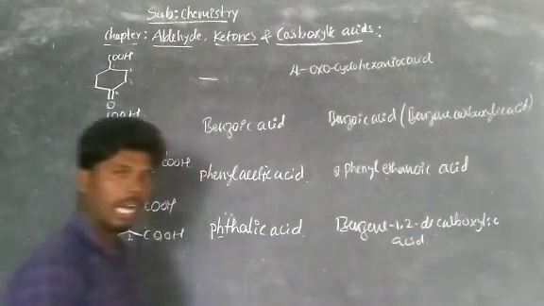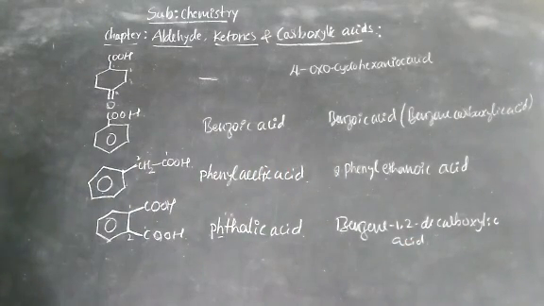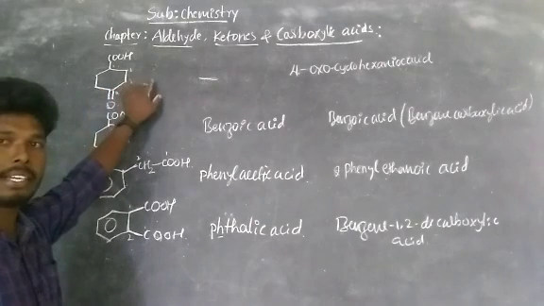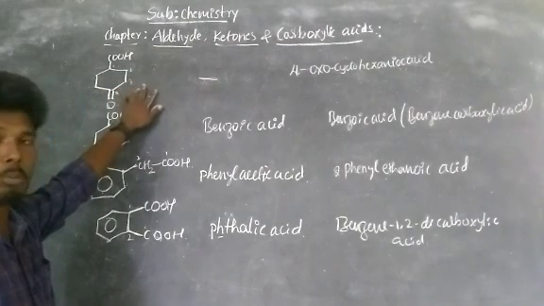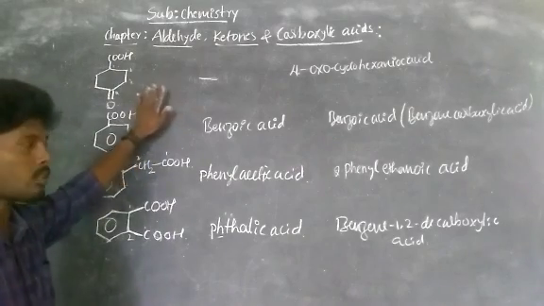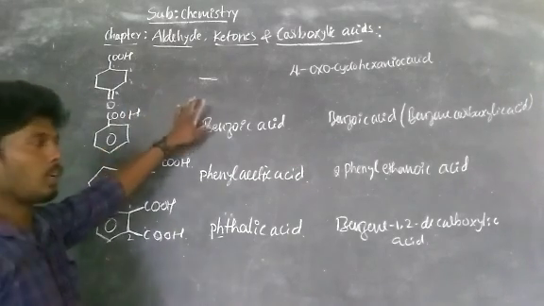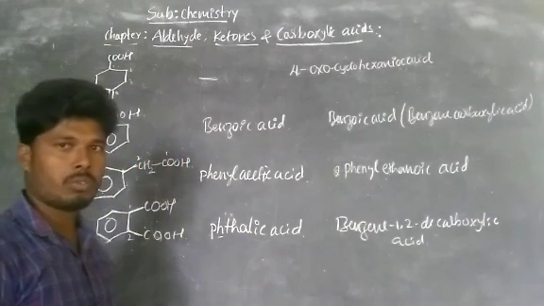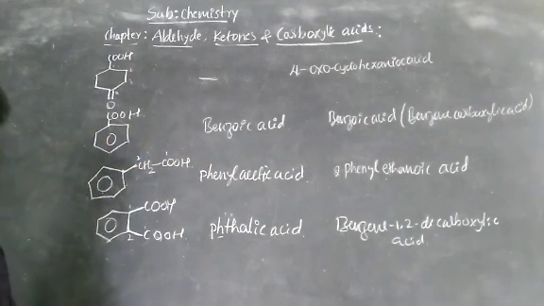This is the IUPAC name and common name for some aromatic compounds and cyclic compounds, then linear monocarboxylic acid compounds and also linear dicarboxylic acid compounds. Then you know how to remember the common names along with IUPAC names. Okay, so here the nomenclature is complete.